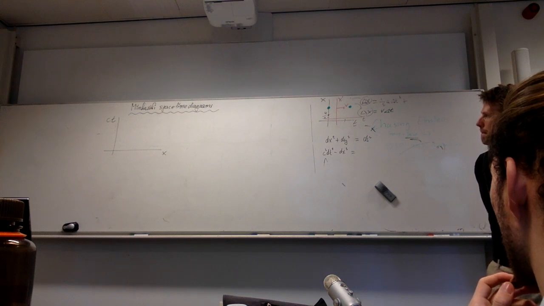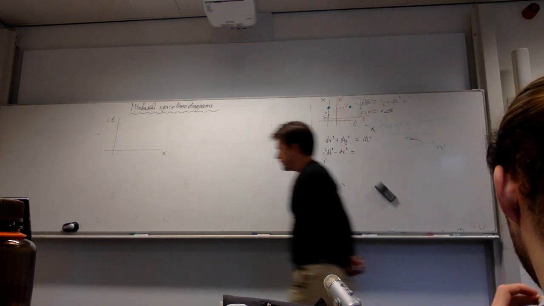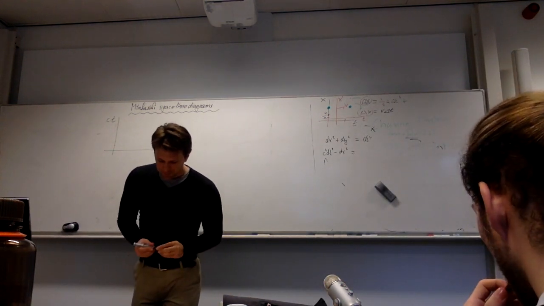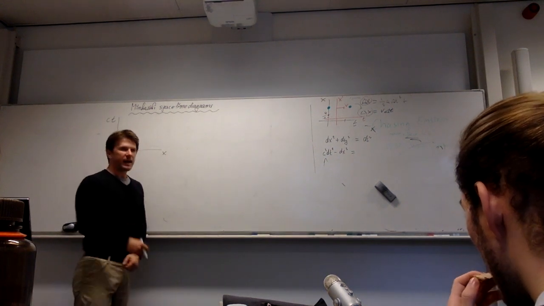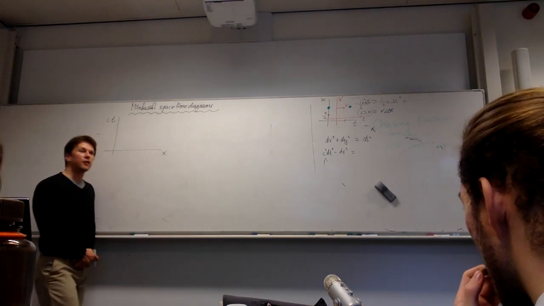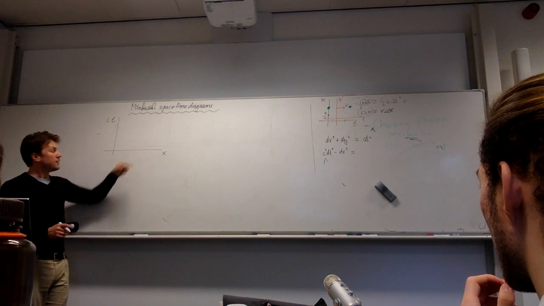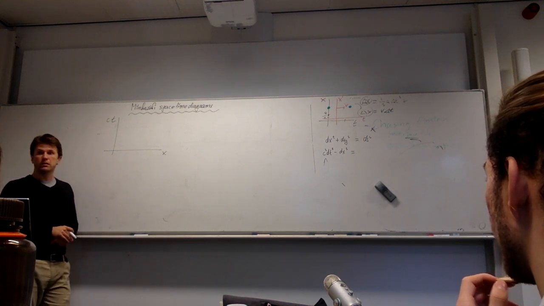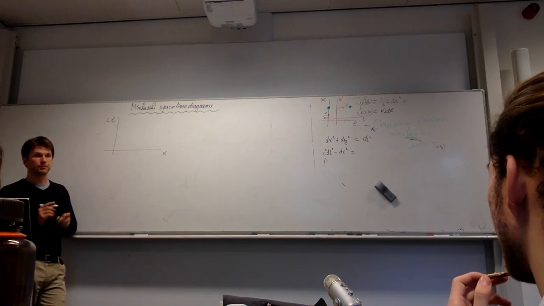Now, let's look at a couple of examples of things happening. Suppose that you have something moving with a constant velocity in the black frame. How would you draw that? Straight line.